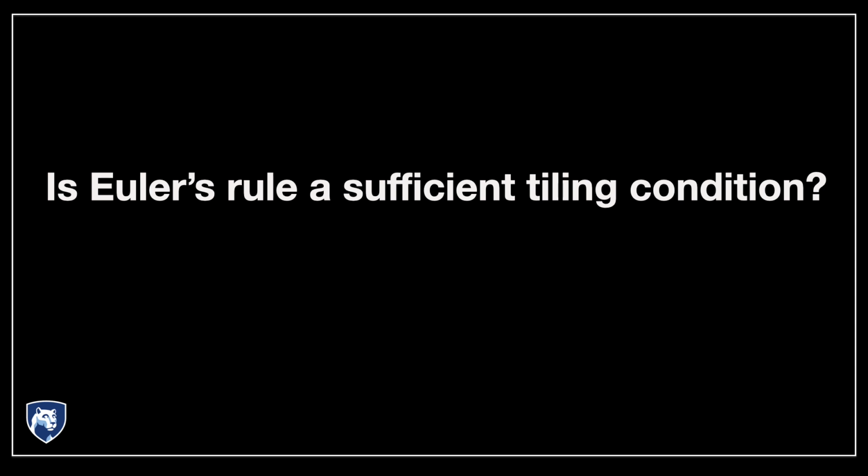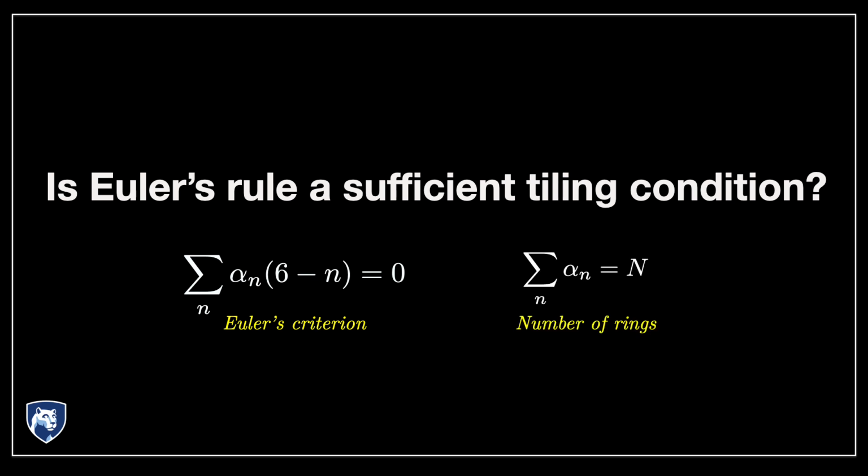So let's remind ourselves what Euler's rule is. Euler's criterion basically says that the average size of the ring is 6. And let me remind you also that the sum of alpha n, n being the size of the ring, is big N, the total number of rings. All right. So just looking at this, forgetting a little bit about our sp2 tiling and so on, we can actually find how many solutions to the equation there are.